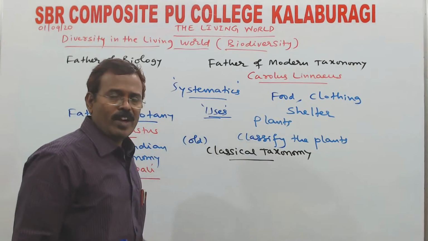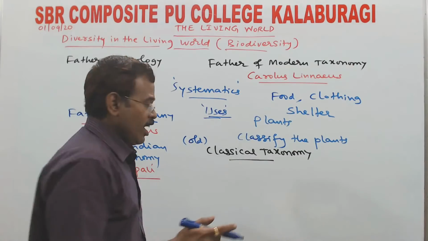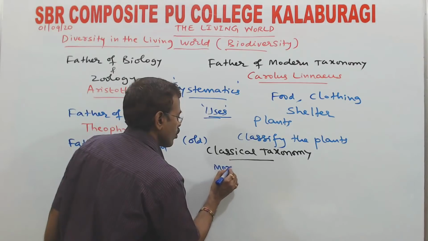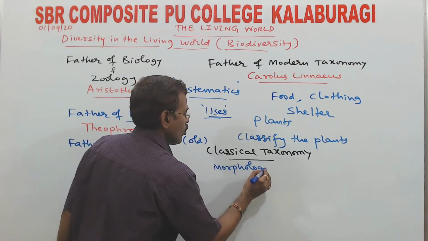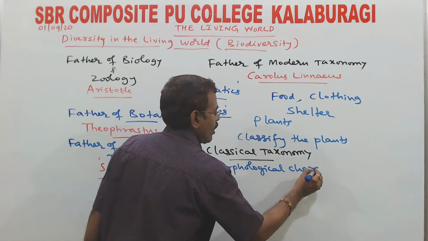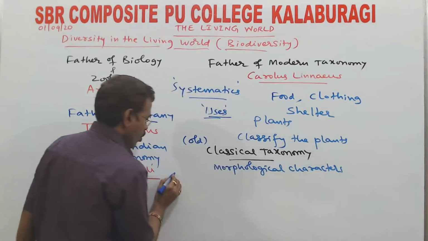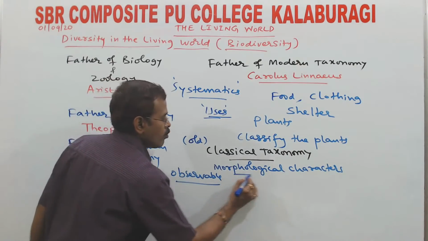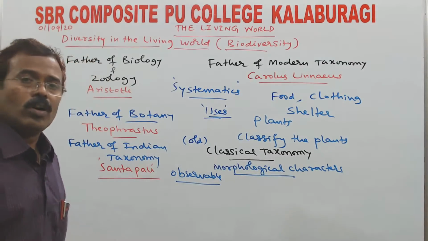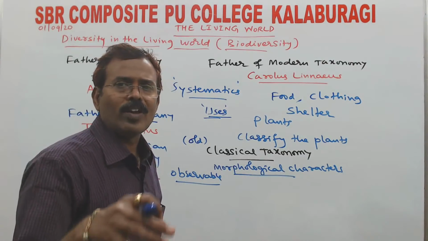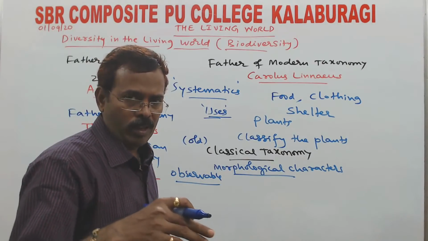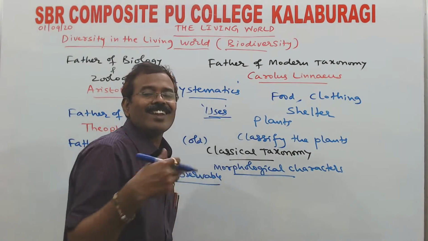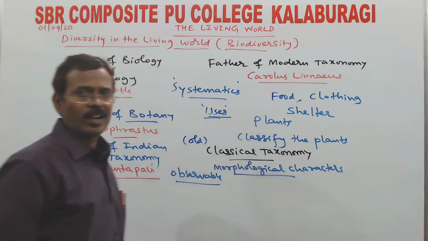In this old taxonomy, plants and animals were grouped mainly based on observable morphological characters. So grouping of plants and animals into respective categories or groups in the beginning was done based on observable external characters, that is, morphological characters.